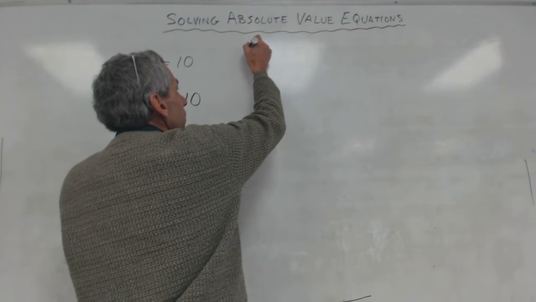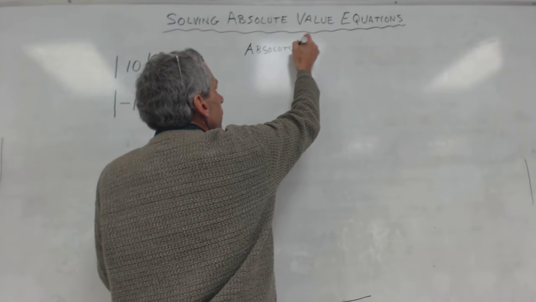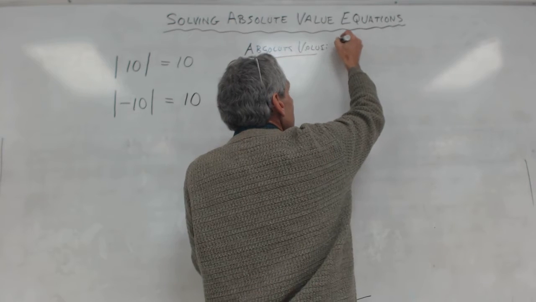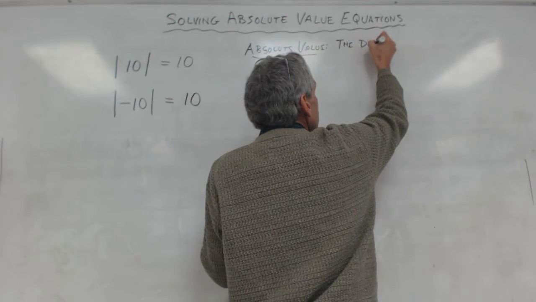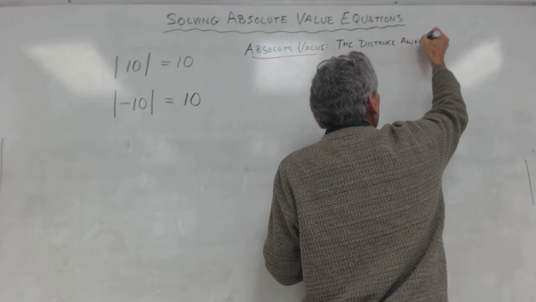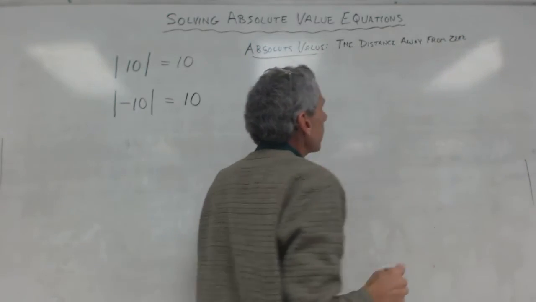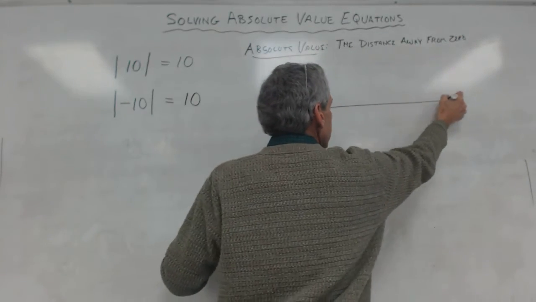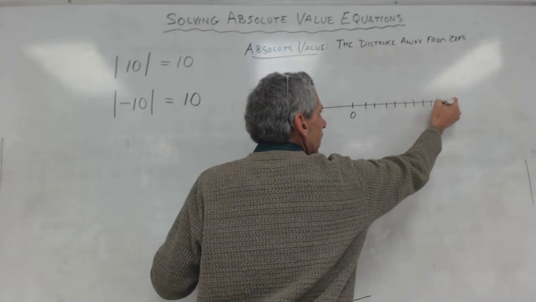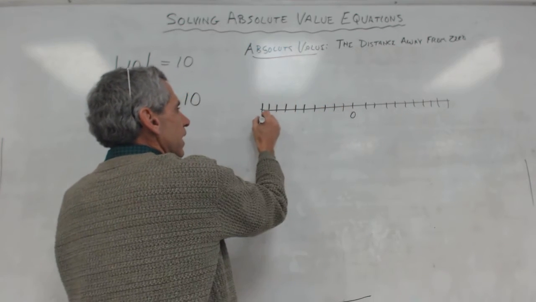All absolute value means, this is the definition of absolute value. Absolute value. This is all it means. It means the distance away from zero. So if I'm talking about the distance away from zero, here's a number line. Here's 0. 1, 2, 3, 4, 5, 6, 7, 8, 9, 10. 1, 2, 3, 4, 5, 6, 7, 8, 9, 10. All right, this is negative 10.